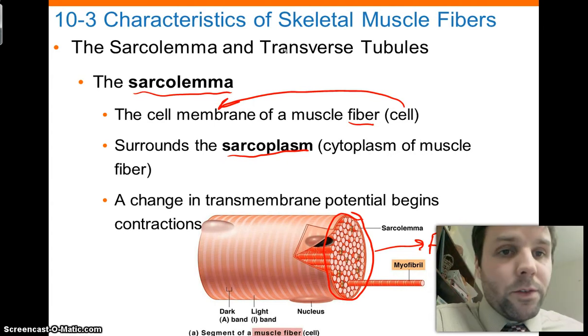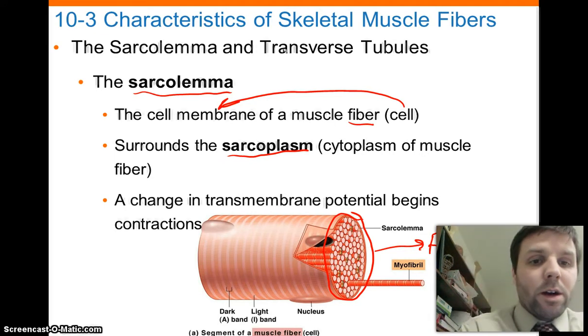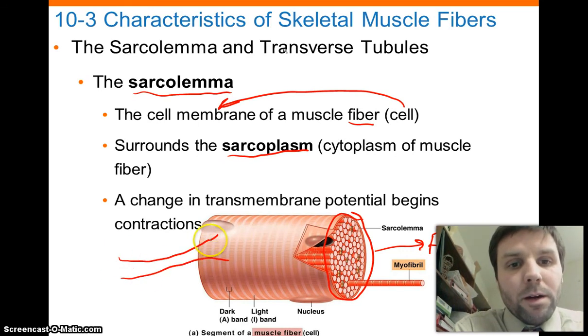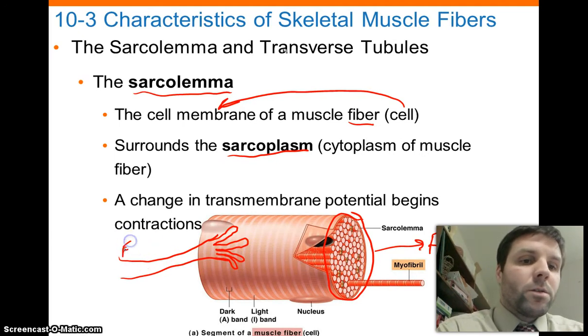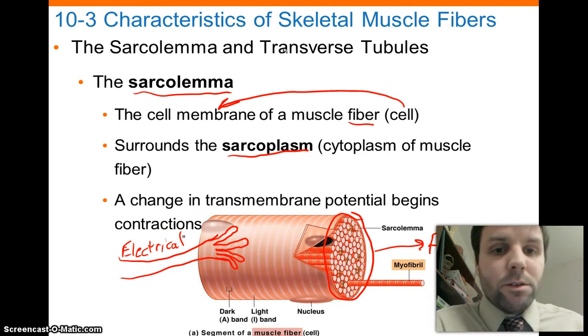Now, one cool thing about the sarcolemma, thus leading into the transverse tubules, as you'll see, is that we are really essentially talking about the endings of a nerve. So imagine a nerve coming in here. All right, I'm going to draw it poorly, I know. All right. And they're going to reach out and they're going to form these attachments. They're going to sit on top of this muscle fiber. So this is a nerve attaching to a muscle. And what we know is that nerves send what we call electrical signals. Okay.